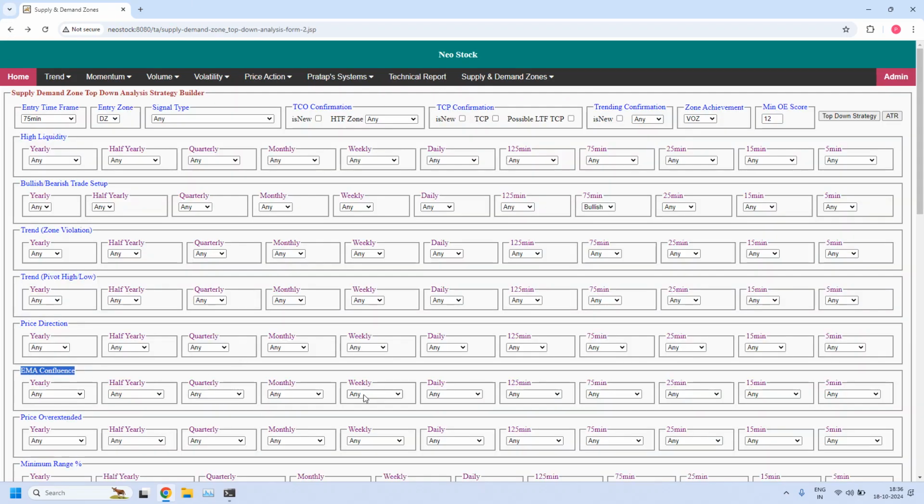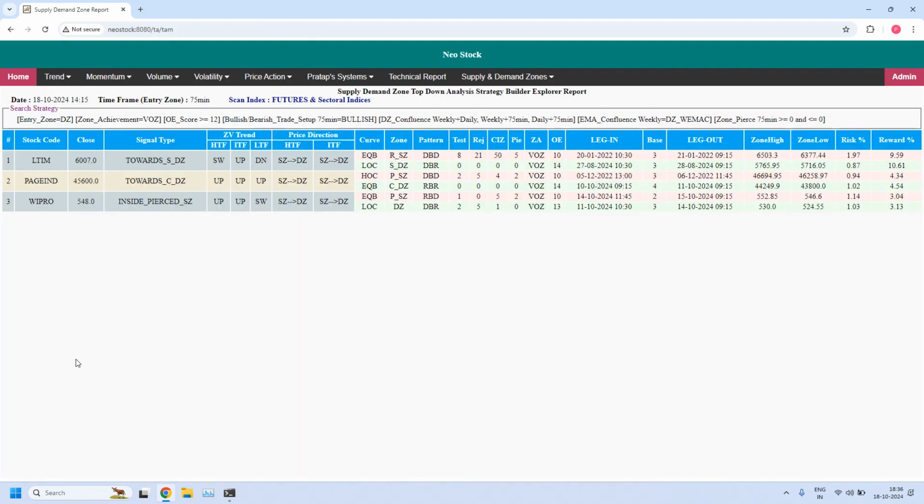Okay, in the EMA confluence, in the weekly time frame, the weekly demand zone with weekly EMA confluence filter is enabled. 3 stocks are filtered. In that first one we can ignore because it is a sideways trend. And remaining 2, Page Industries and Wipro, they are having an uptrend and they are having weekly EMA confluence. Weekly demand zones. Why weekly demand zones? Because daily and 75 minutes and daily together are part of the weekly zone. That's why we are looking for weekly EMA confluence. Okay, this is about bullish trade setup for weekly income trade.